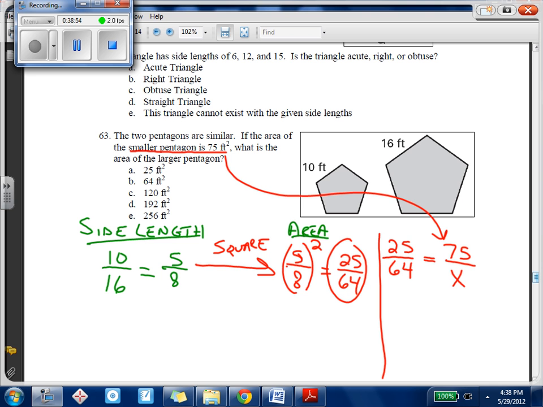So we get 25x equals 64 times 75. That will come up to 4,800. Divide both sides by 25. You get that x is equal to 192. Don't forget the units. We're finding the area. So it's going to be feet squared. 192 feet squared is answer D.